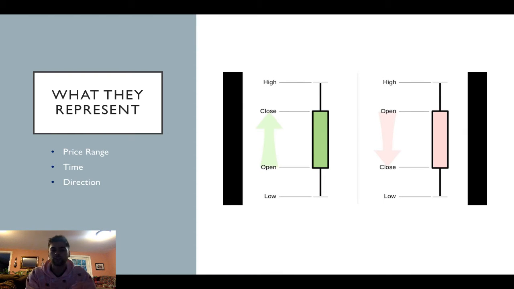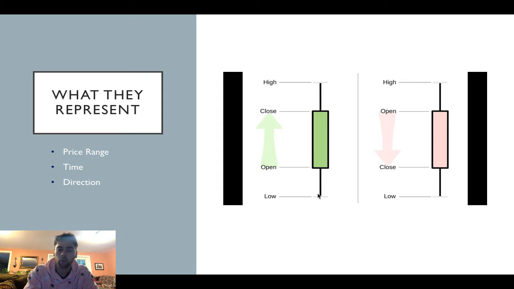So, candlesticks, what do they represent? They're going to represent a price range of a certain time frame, and also the direction that that stock is going at that time. Each candlestick is going to have a low price, a high price, an open price, and a close price. Okay, so that's going to be represented by these wicks here and this box.